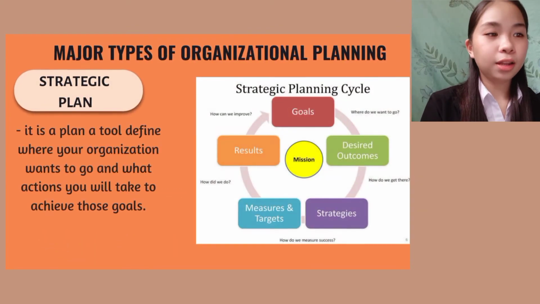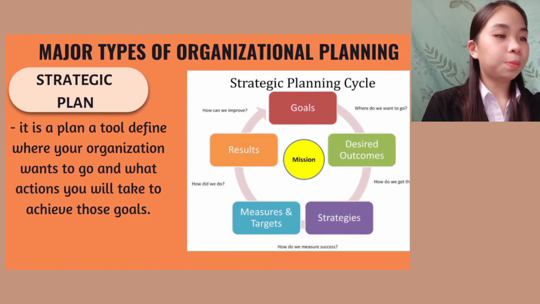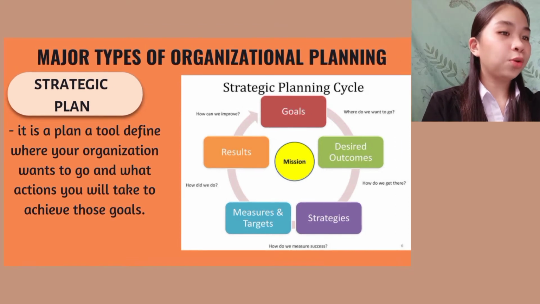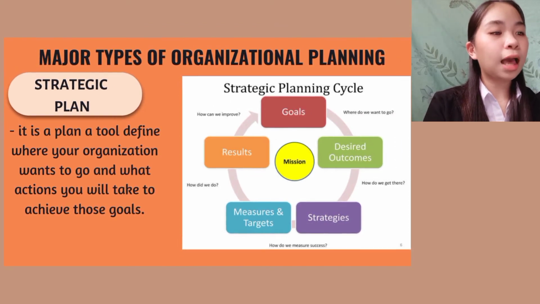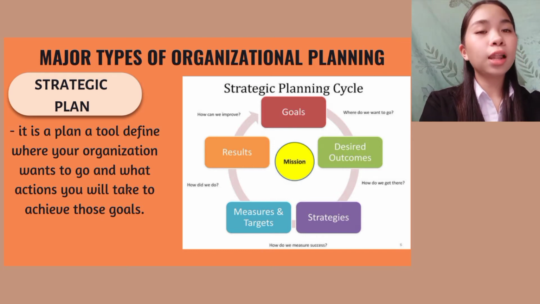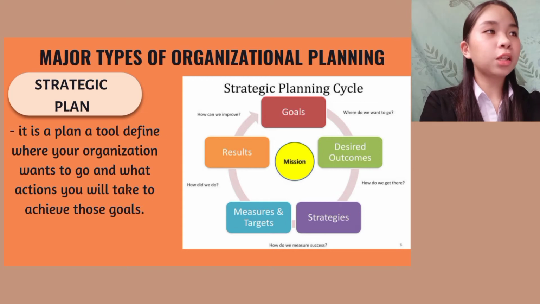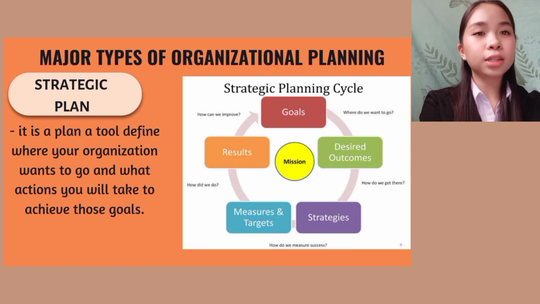So in this slide, we have the major types of organizational planning. The first one is the strategic plan. It is a plan or a tool that defines where your organization wants to go and what actions you will take to achieve those goals. So, ang strategic planning ay isang proseso kung saan dinedefine ng mga leaders sa isang organization yung kanilang vision for the future, the goals, and also the objectives. It also includes establishing the sequence in which those goals should be realized, so that the organization can reach its stated vision.